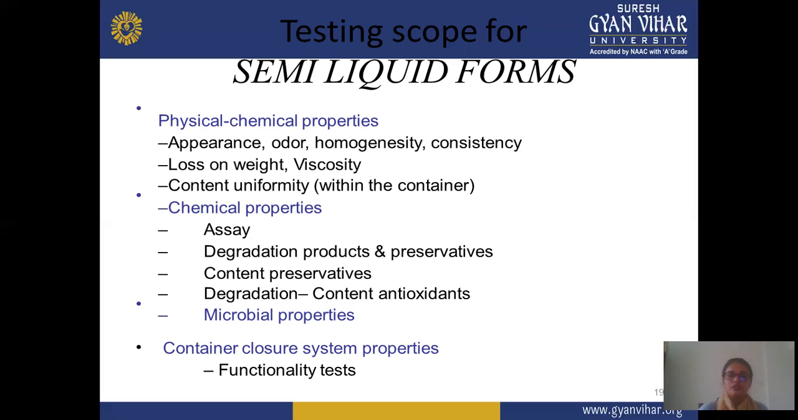formulation. Next test is microbial property. In this, check whether certain microbes or bacteria are present in your formulation. Then container closure system property. In this, you assure that your container or packaging material is of good quality and does not show any interaction with your formulation.